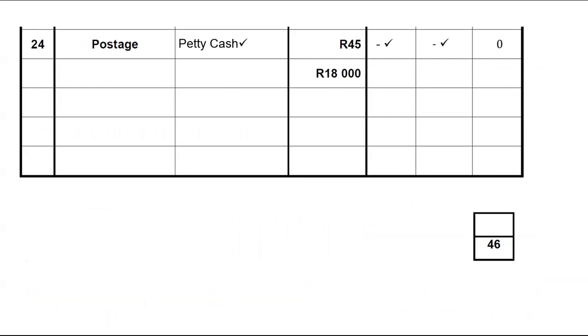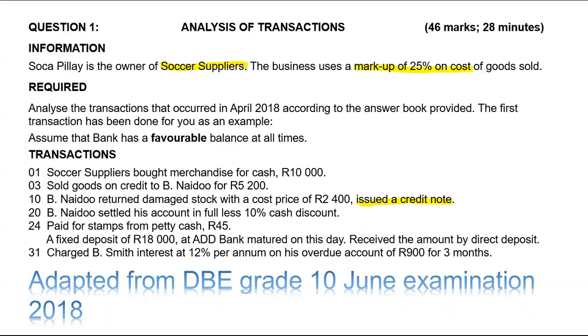Okay, let's read further. It says a fixed deposit of 18,000 at bank matured, and on this day we received the amount by direct deposit. The fact that the fixed deposit matured, people think the fixed deposit and your bank account is one and the same thing. Guys, that is totally wrong. Okay, fixed deposit, it's a fixed account. It's a non-current asset account.